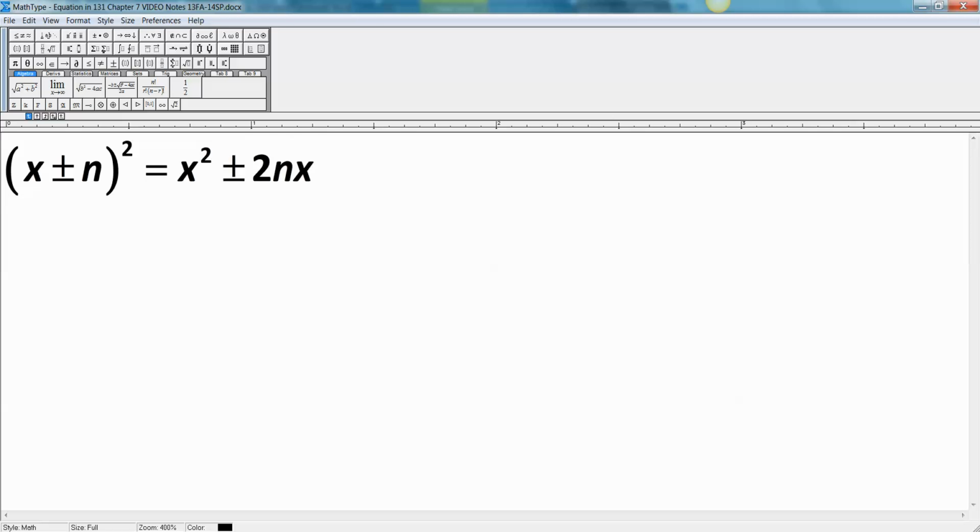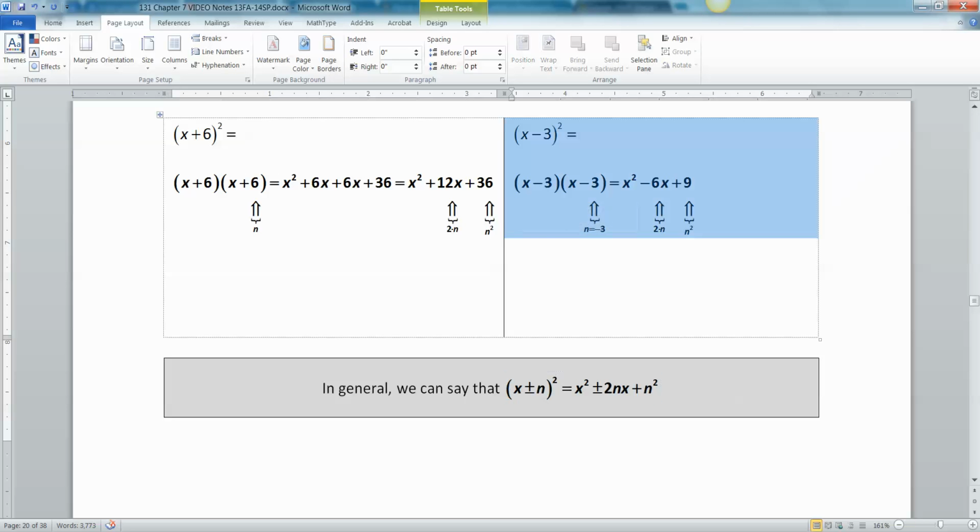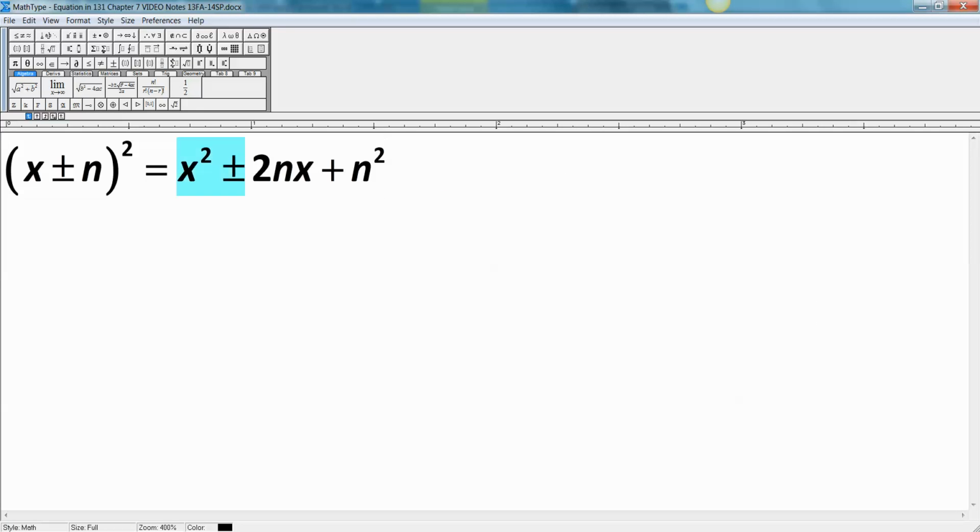I can type, there we go. And then plus n squared, right? It's always going to be that, because your middle term is always going to have the x in there, and then it's double what your n value was. So the first one we did, it was 12, because 2 times 6 was 12. The second one we did, it was 6, because 2 times 3 is 6.